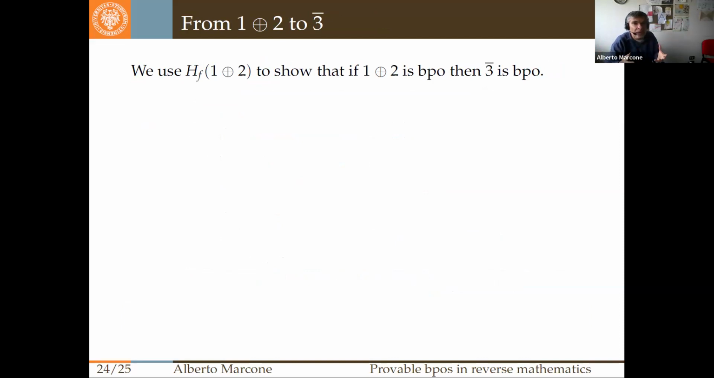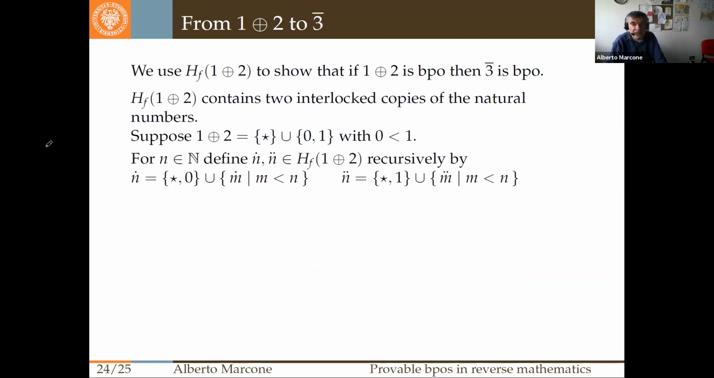And so inside HF of 1 plus 2, we have to look for a copy of 3 bar, essentially. And it's not difficult to find it. Actually, we can find much more. So essentially, what we can find in HF of 1 plus 2 are two copies of the natural numbers, which are in some sense interlocked.